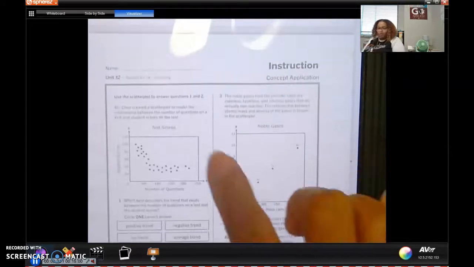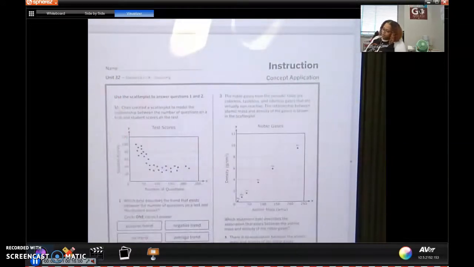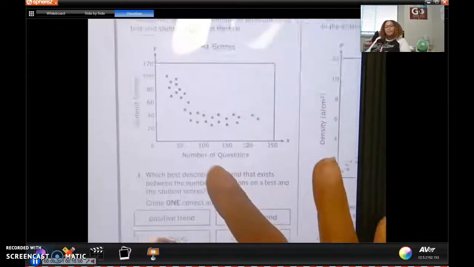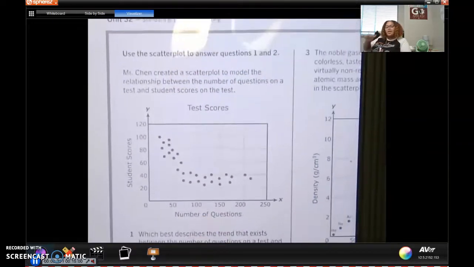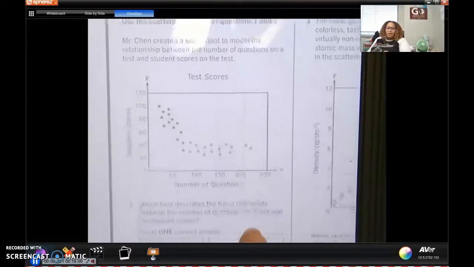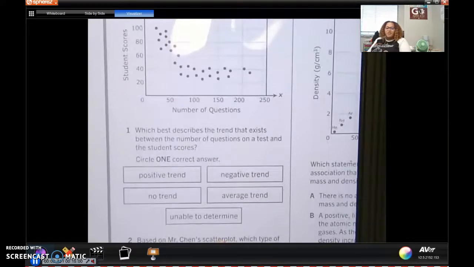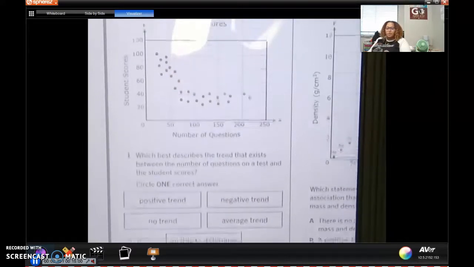All right, let's go on to unit 32. Page 321. All right, so Mr. Chen created a scatter plot to model the relationship between the number of questions on a test and student scores on the test. Which best describes the trend that exists between the number of questions on a test and a student's scores?